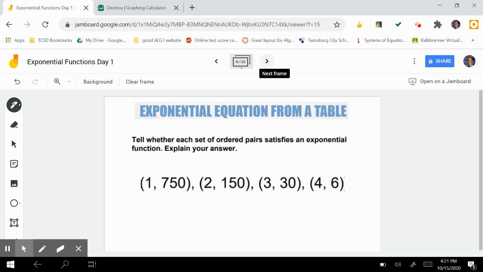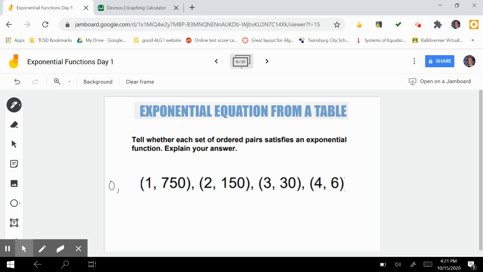An exponential equation from a table. Now here it's a little bit trickier. One, it's not a table, obviously. It's ordered pairs, but hey, we know that this is the x value and this is the y value. So we can make a table if we wanted to. However, I'm going to keep it as ordered pairs, and I'm going to erase that x and y real quick. And what we really need is what? We need the y-intercept. How do you get the y-intercept? It's where x is 0.